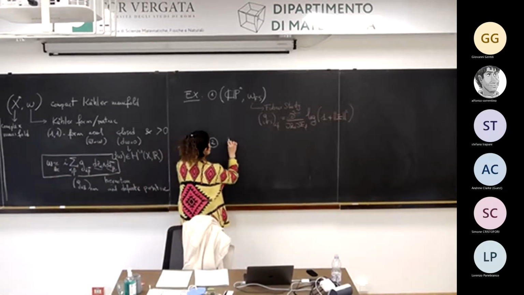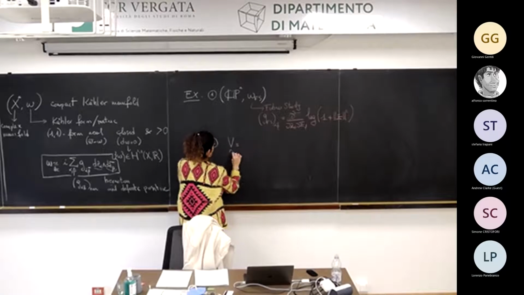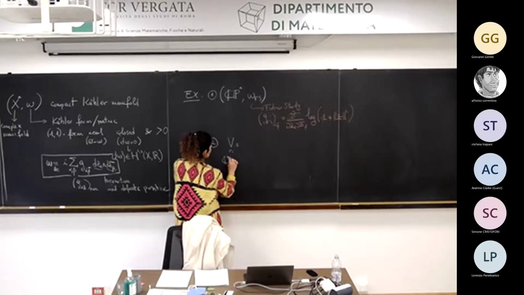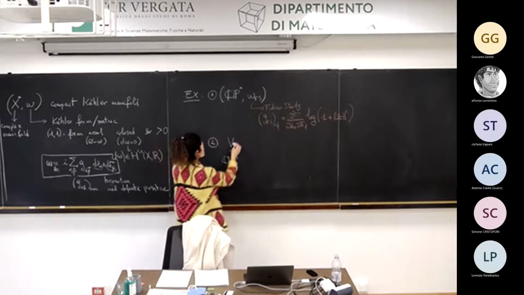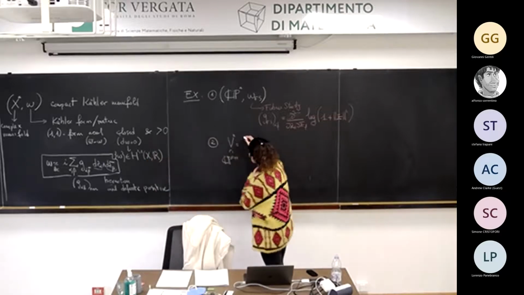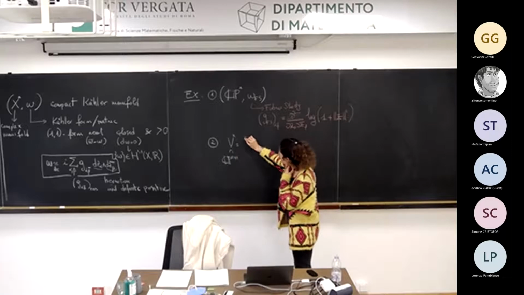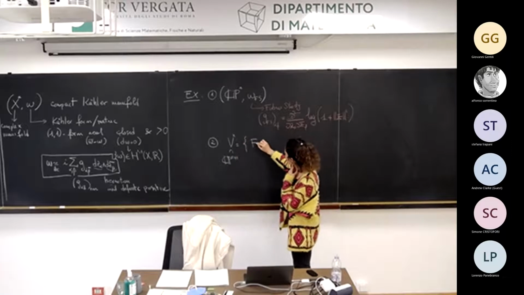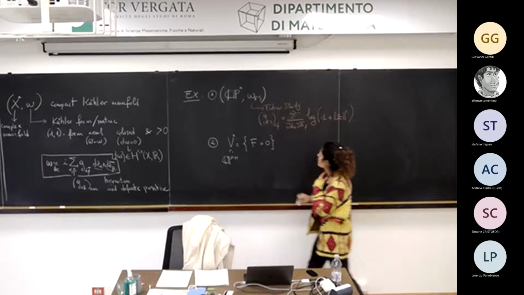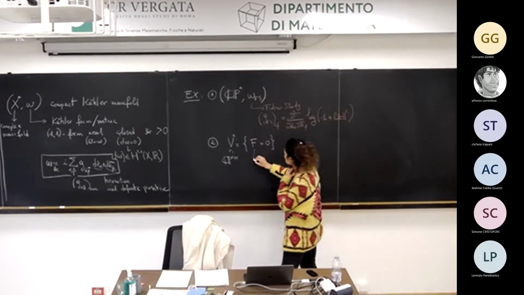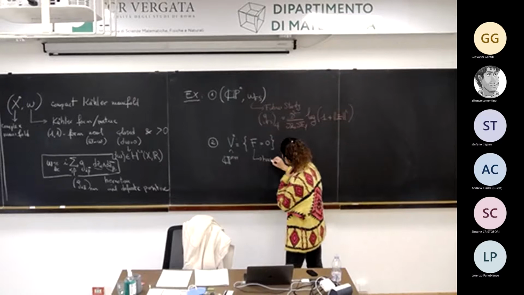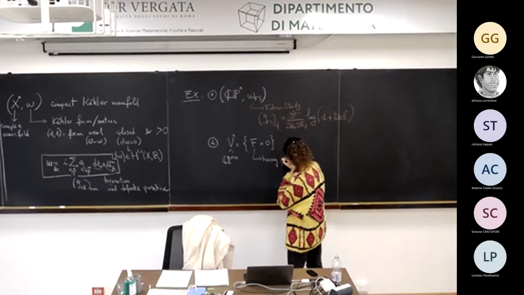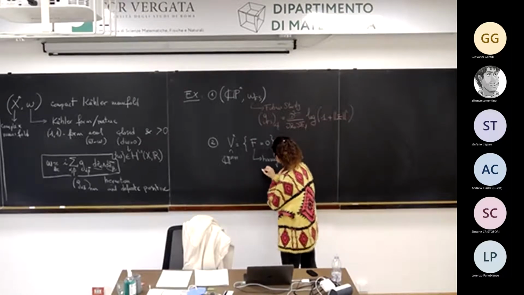We are going to take any smooth submanifold of CP^(n+1), so it's going to be a hypersurface with complex dimension n. This is defined as the zero locus of a homogeneous polynomial, so f is a homogeneous polynomial of degree d.